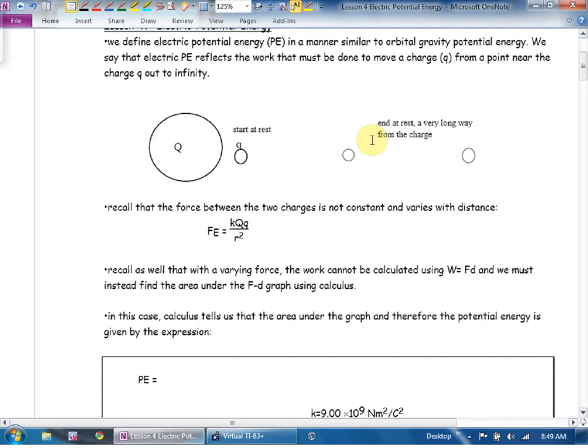So let's suppose that this is a positive charge and this is a negative charge. Which way does it want to fall? Which way does it want to move? The little tiny charge wants to move to the left. So if I want to move it out a very, very long way, how far away? Well, infinity, but we'll just say a very, very long way. It doesn't want to move to the right. I would have to do work. I would have to add energy in order to get it to move to the right.